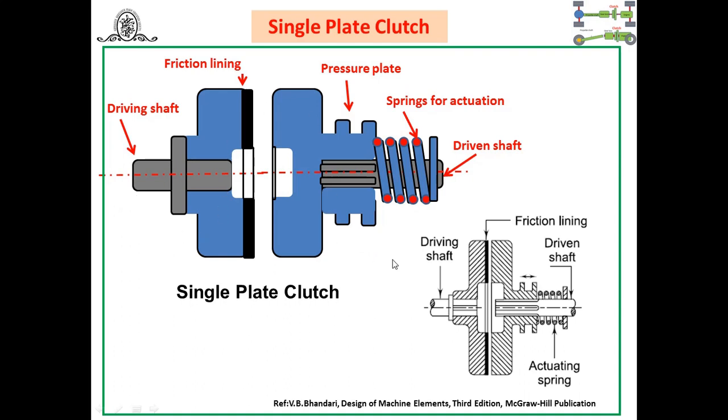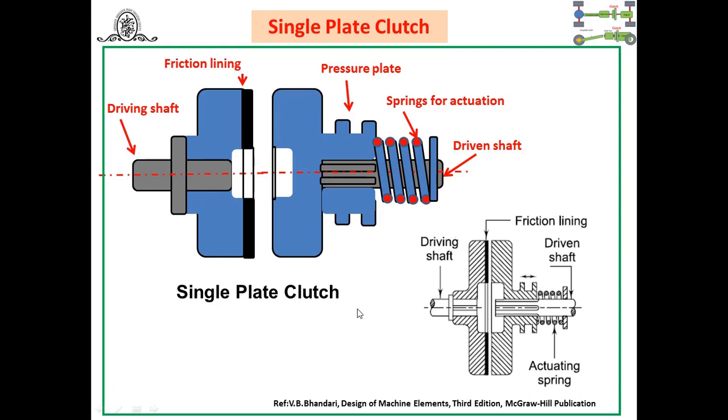Okay, remember these things, and that's why the driven shaft has the splines, and because of that the axial movement of the pressure plate is possible on the driven shaft. Remember these things, and this is the friction lining material I have shown here. Here is a gap, and because of this friction lining material, when we apply the force or pressure, the driving and the driven plates come in contact, and it transmits the torque from the driving shaft to the driven shaft.